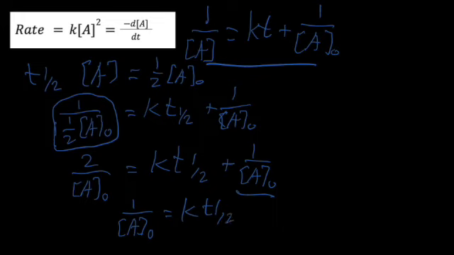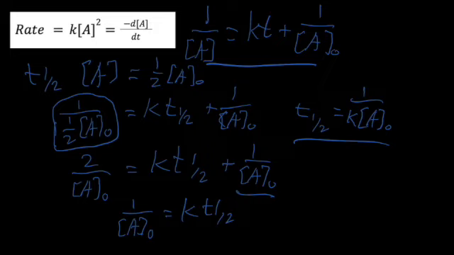And so rearranging, we see that T1/2 equals 1 over K times the concentration of A naught. And this is your equation for the half-life of a second order reaction.